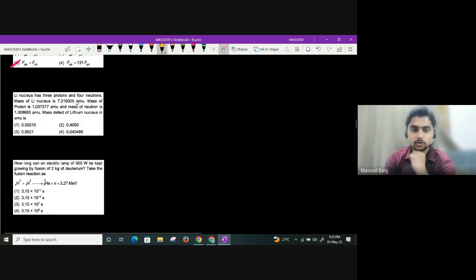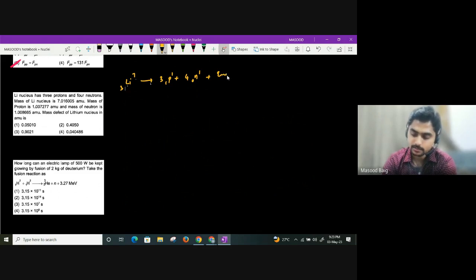Lithium nucleus has 3 protons and 4 neutrons. Right? The mass is given. They're asking us to find mass defect, guys. So whenever we talk about lithium, it has 3 protons, 4 neutrons means overall 7 nucleons. So when it is decaying, guys, it will give rise to 3 protons. It will give rise to 4 neutrons and some energy will be released again.